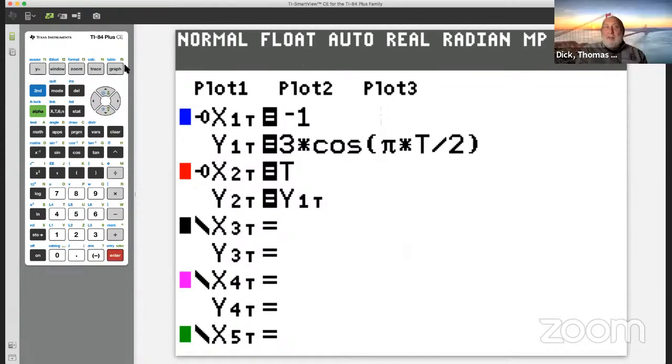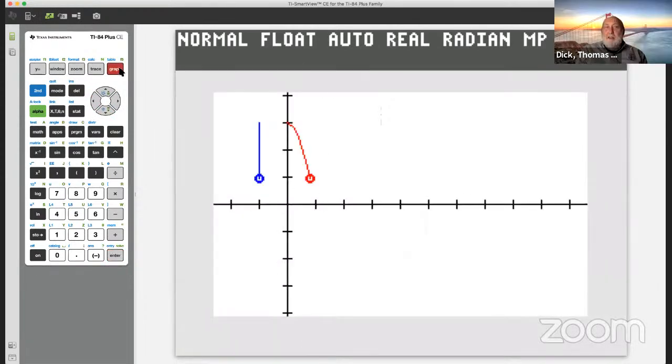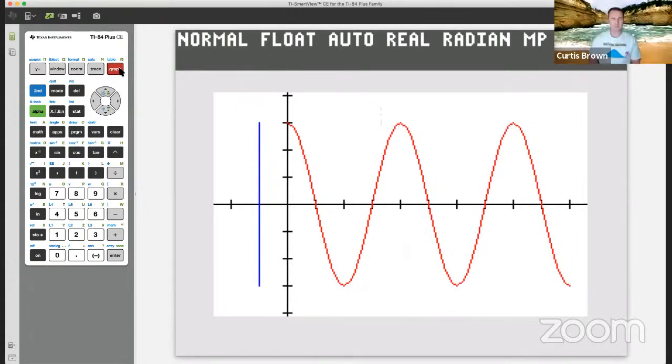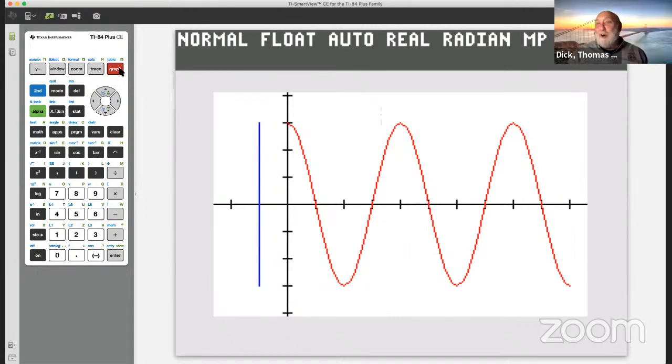And let's regraph again. Now, once it's gone over that line once, you can see it going back and forth. So there we can see what was the line that it was traveling on the whole time.